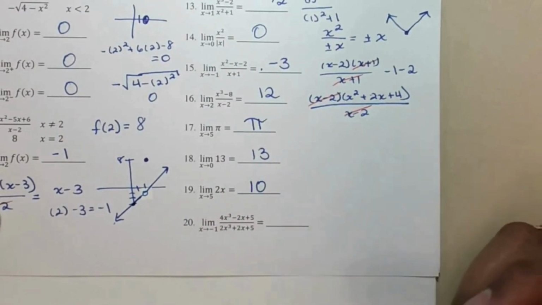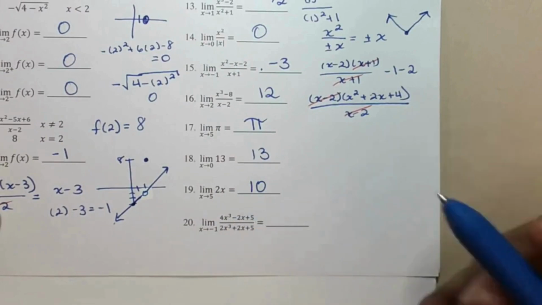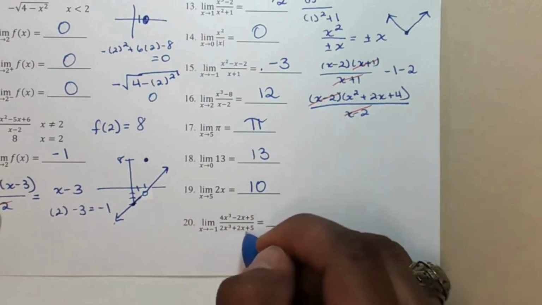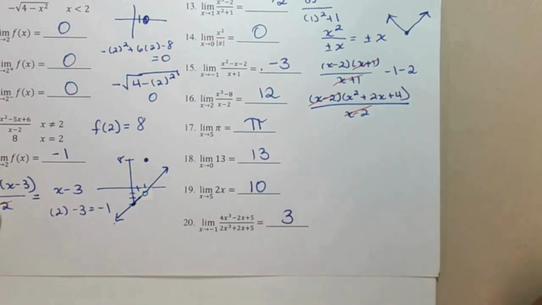And in this last one here, if you plug in -1 into all of those, you end up getting 3. If you plug it into the bottom, you end up getting 1. So your answer is 3.